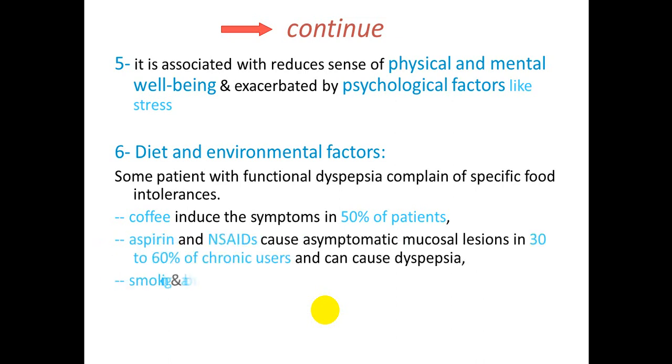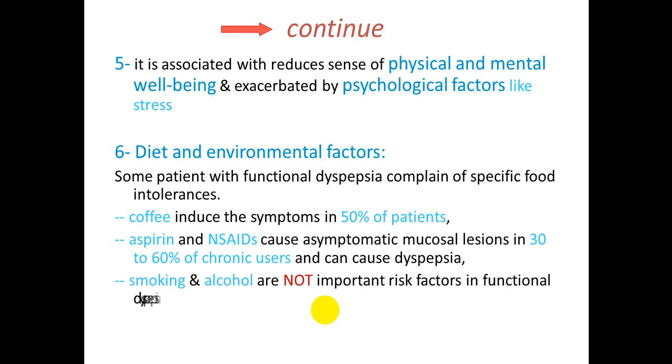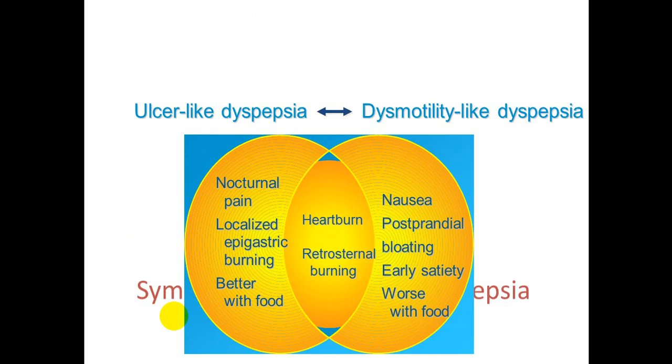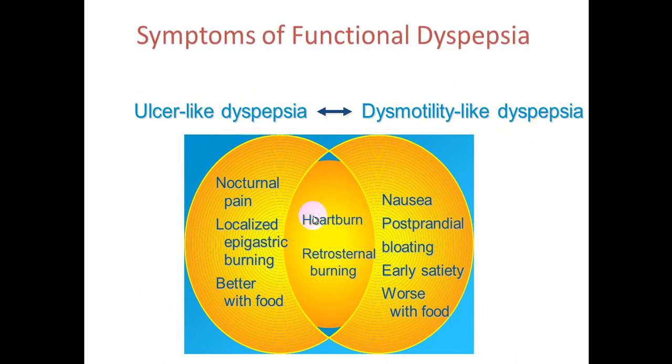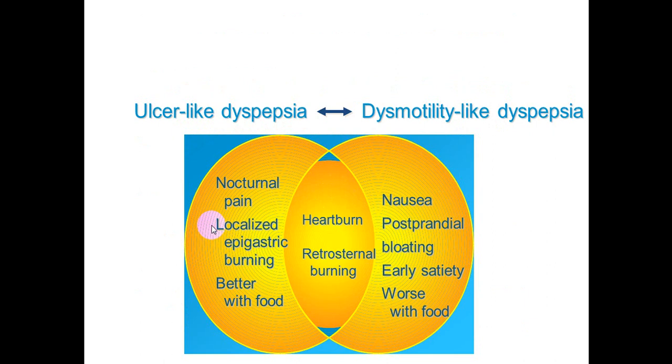Aspirin and NSAIDs are also a well-recognized cause of dyspepsia and even chronic peptic ulcer disease. Smoking and ethanol are not important risk factors for functional dyspepsia. So there is ulcer-like dyspepsia and dysmotility-like dyspepsia: nocturnal pain, localized gastric pain, heartburn, retrosternal pain, nausea, postprandial bloating, early satiety, and worse with food. All these signs and symptoms come together and make the diagnosis of functional dyspepsia.